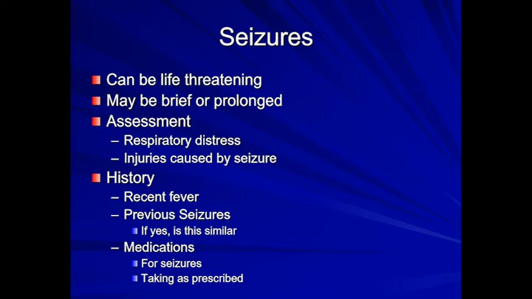What about injuries that may be caused by the seizure? As a person is flailing about, they may strike a hard object, they may bite their tongue, those types of things. Just be considerate of the injuries that may be a result of some of those motor movements. Along with your assessment, it'd be a good idea to get a good history from either bystander, parents, family member, or whoever.